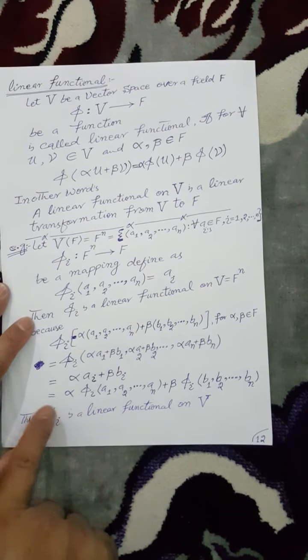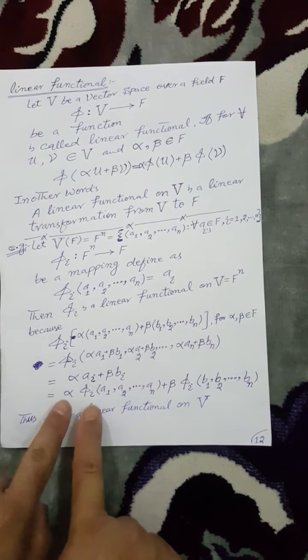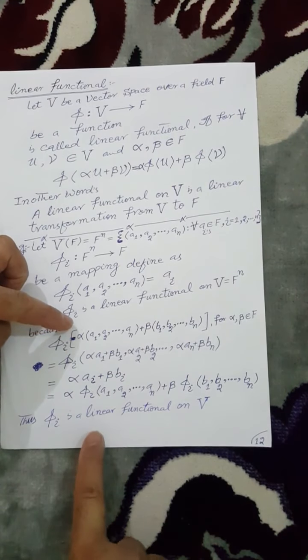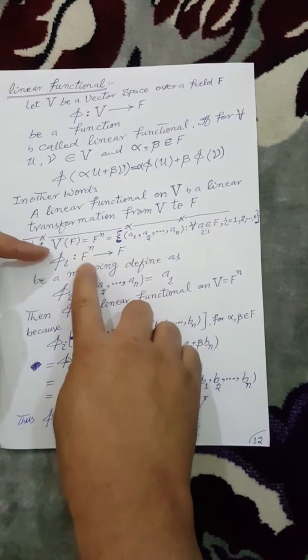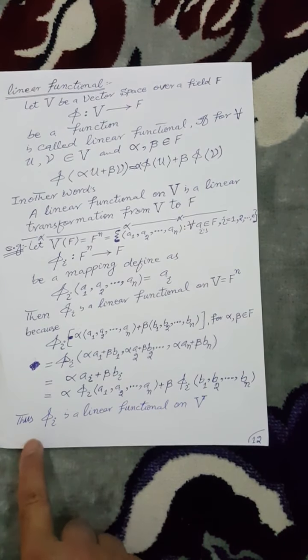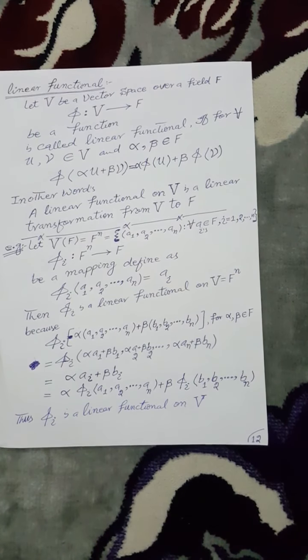That is, the function pi_i, or the mapping pi_i, satisfies the condition of a linear transformation from the vector space V to the field F, and is obviously called a linear functional on the vector space V.